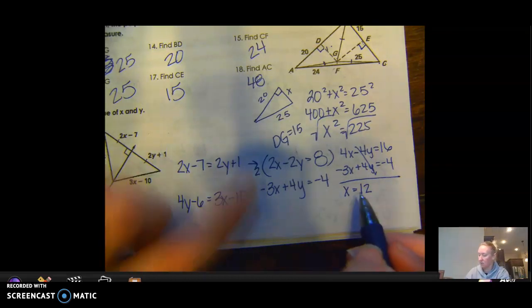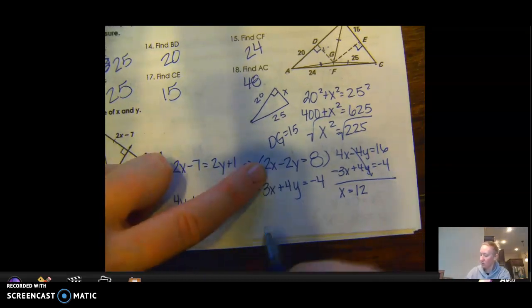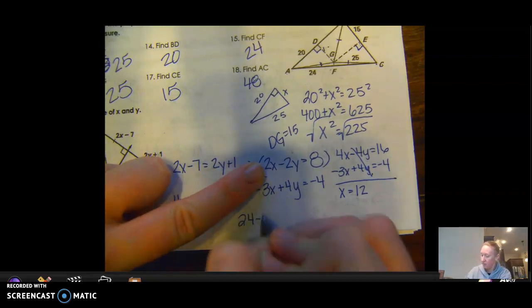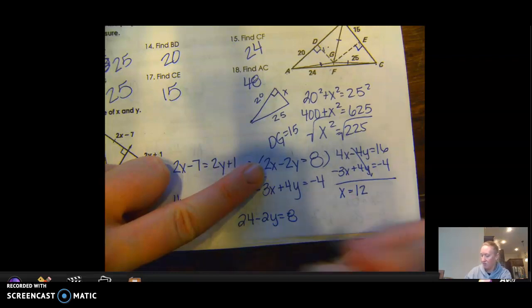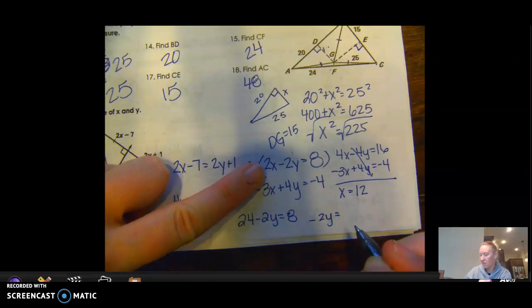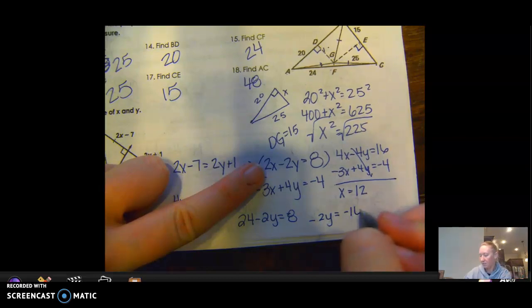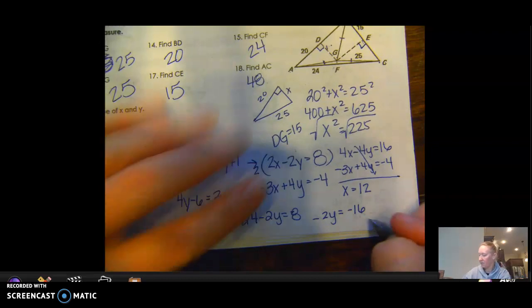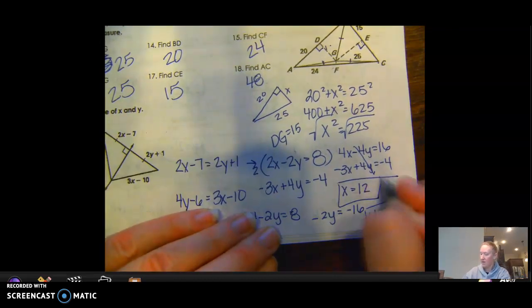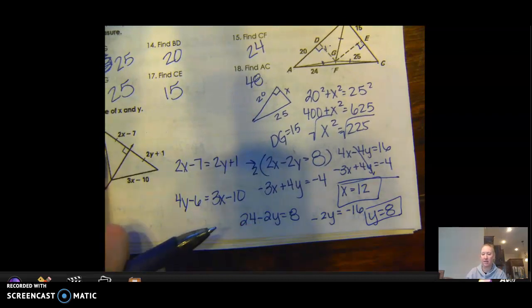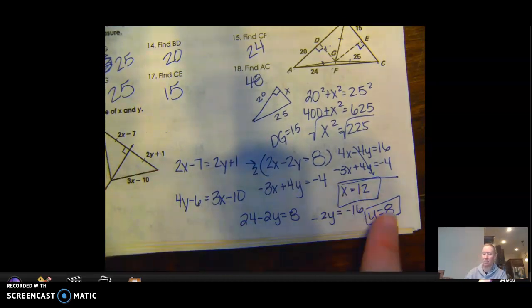Once I found x, I can then find y by plugging it back into one of these two equations. I'm going to go to the top. So 2 times 12 is 24. Minus 2y equals 8. Subtract 24 from both sides, I get negative 2y equals 8 minus 24 is negative 16. Divide by negative 2, divide by negative 2, I get y equals 8. Now, they could have asked me to plug it back in and find the distances, but they're just asking for x and y.